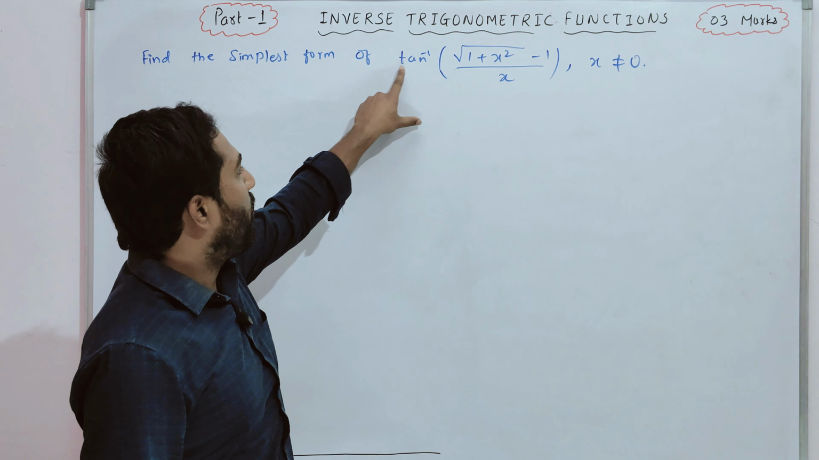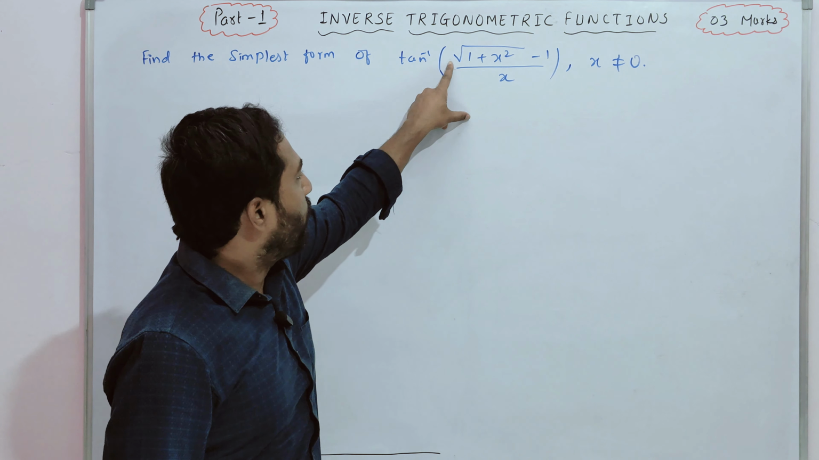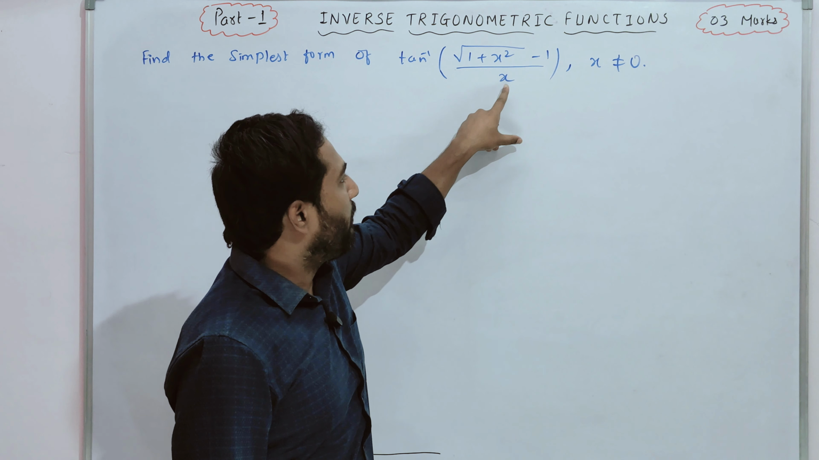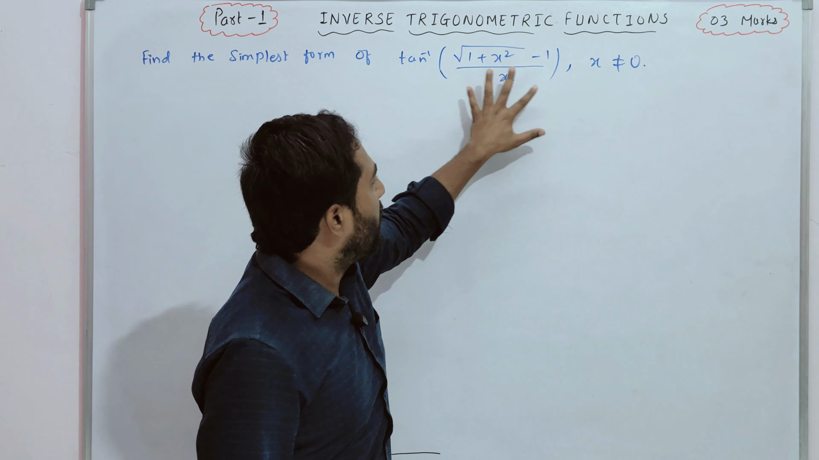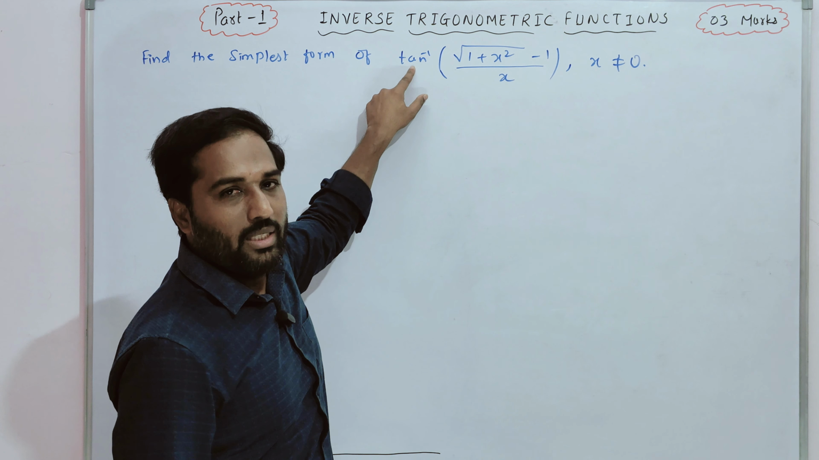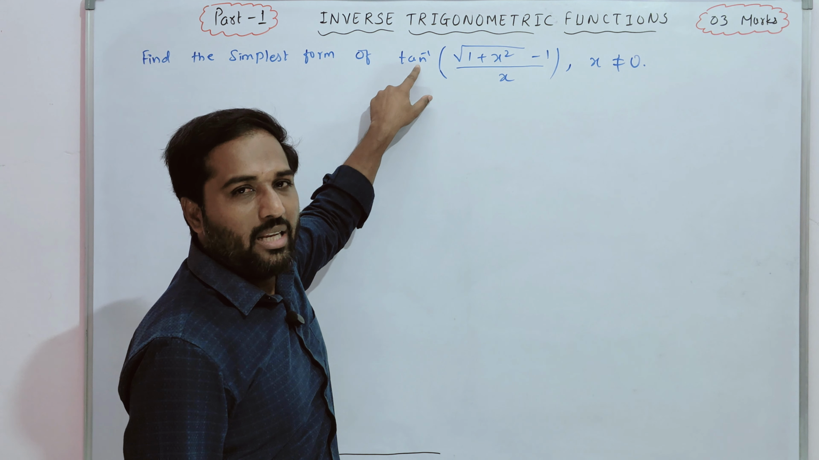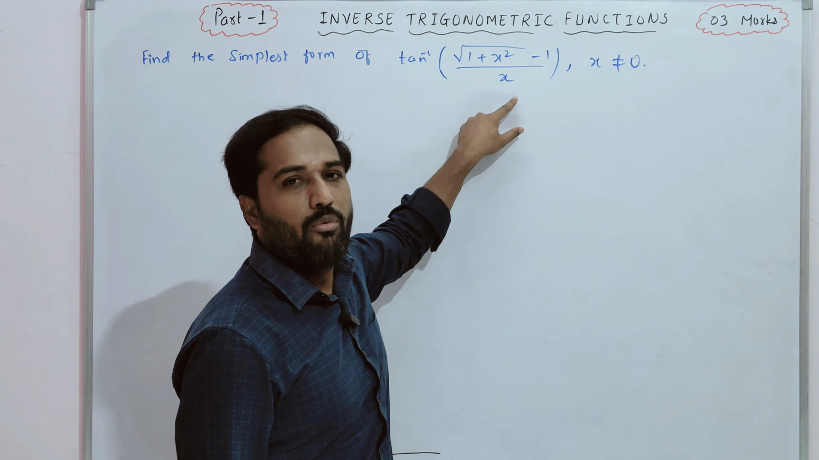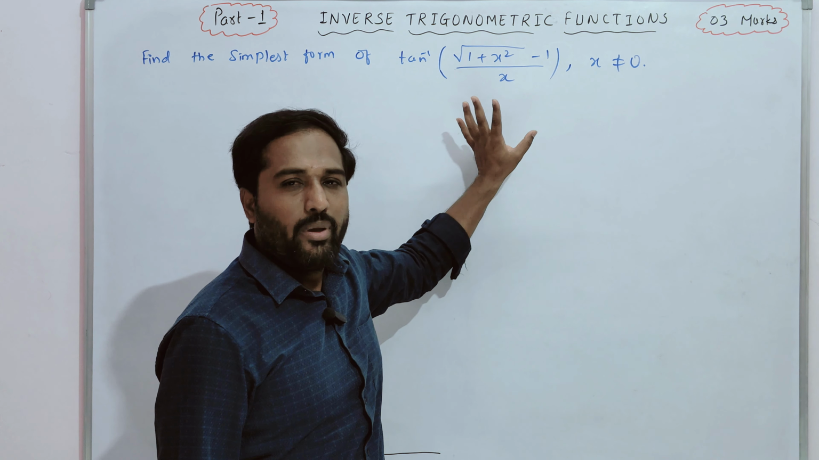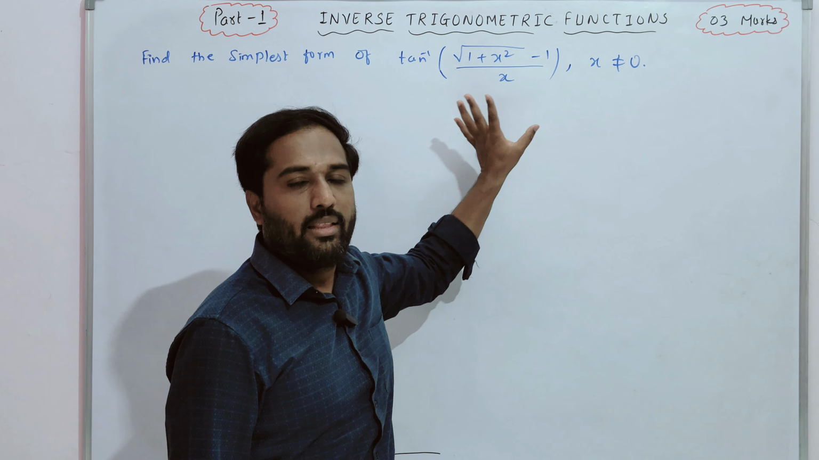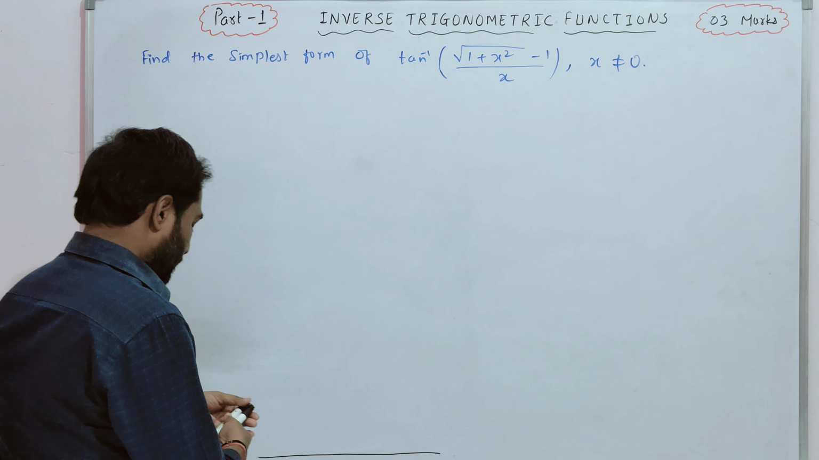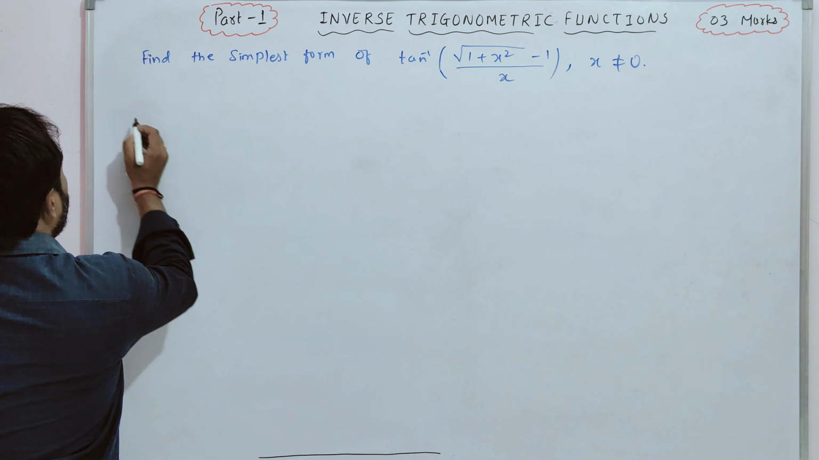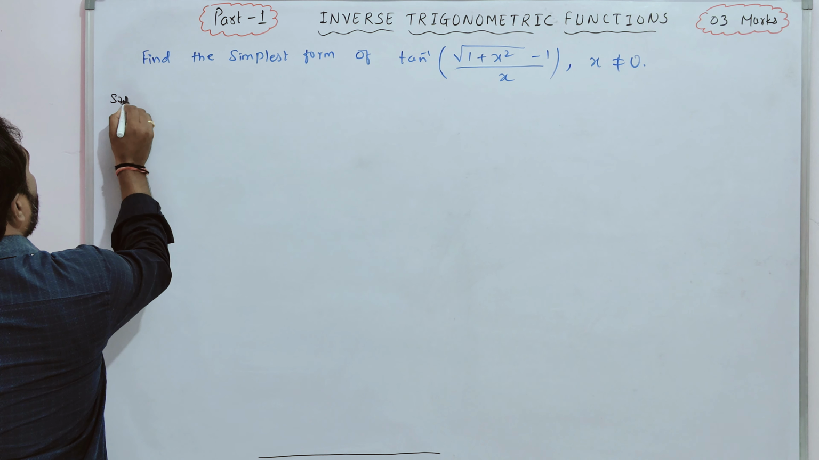Find the simplest form of tan inverse of square root of 1 plus x square minus 1 by x, where x not equals to 0. So how to simplify this quantity? It depends on this only. Here we have a tan inverse. Let us convert this in the form of tan. So in the simple way, just substitute x equals to tan theta, because we have a tan on the outside. Let us solve with the easiest way to simplify.